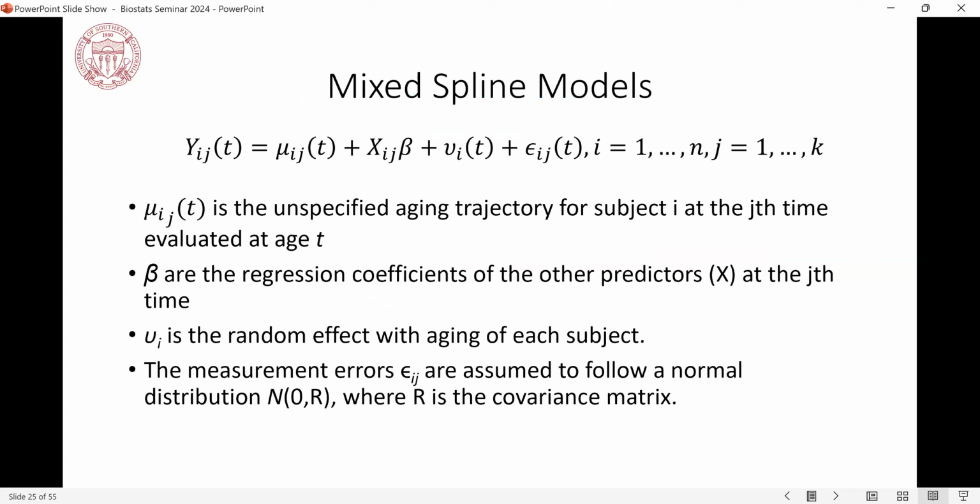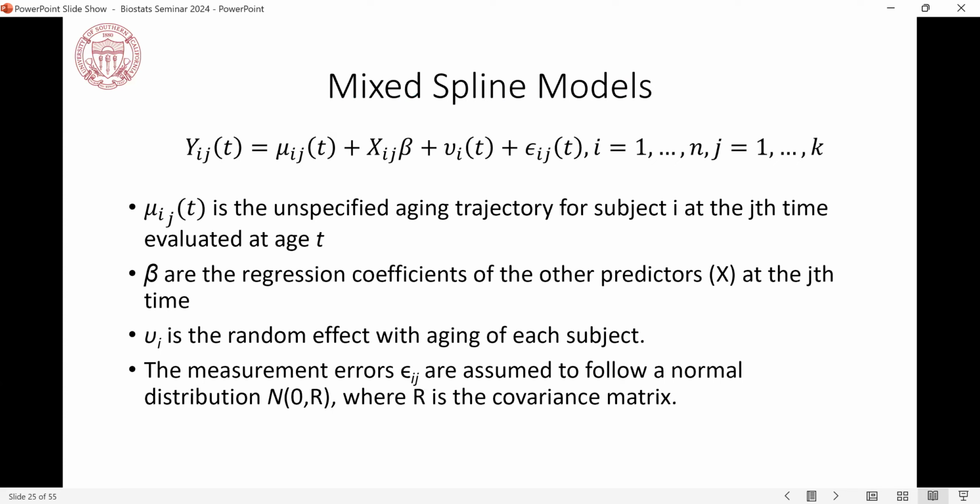It's a special form of mixed model, but as a spline. So let's look at notation. Mu ij is the unspecified aging trajectory. Again, we only care about aging trajectory. Other stuff is accessory. Aging trajectory is a prime. So mu ijt is the age trajectory spline.